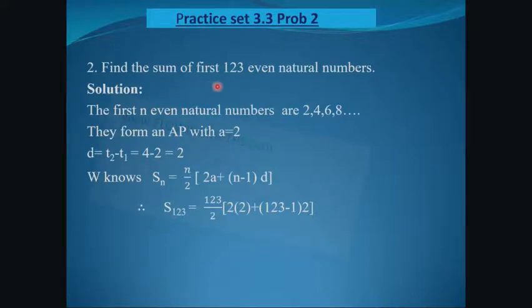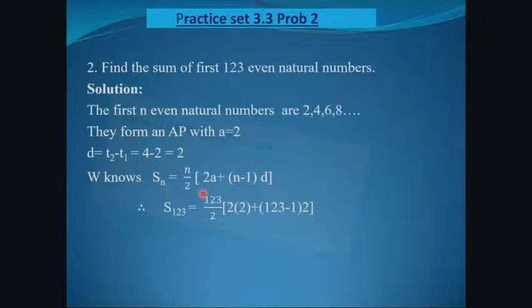Find the sum of the first 123 even numbers. So n is given, 123 even numbers. The even numbers start from 2, then 4, 6, 8, and so on, till 123 numbers. We want to find their sum, that is Sn. So a is 2. The difference, 4 minus 2, d is equal to 2. And n is given as 123.